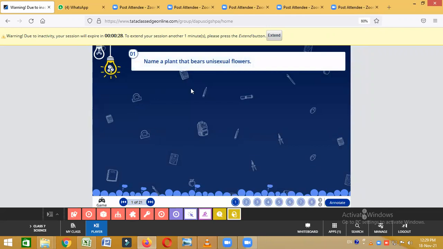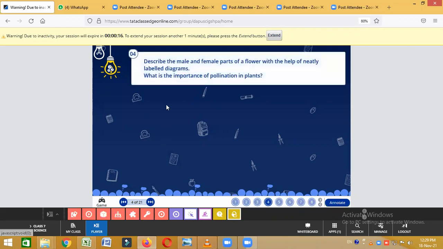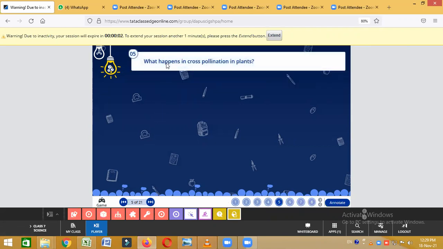So these are the questions which you have to do. Name the plant that bears unisexual flower. Okay, note it down. Second is, describe the male and female parts of the flower with the help of a neatly labeled diagram. And you also have to write the importance of pollination in plants. Note it down. Third question is, what happens in cross-pollination in plants? Okay, so note down all these questions.